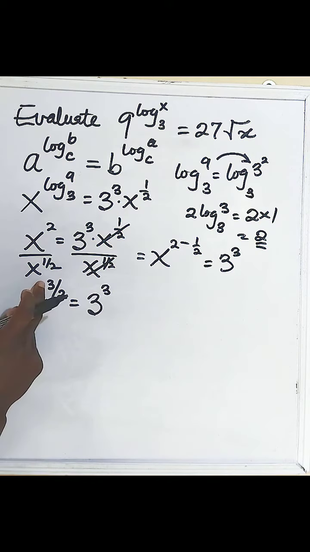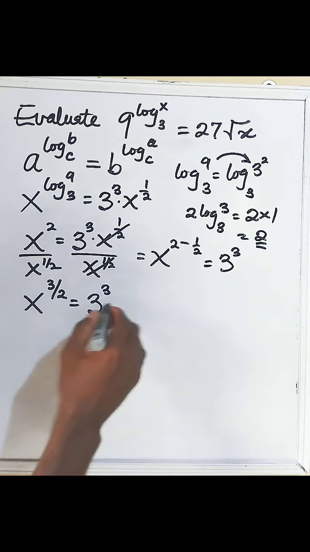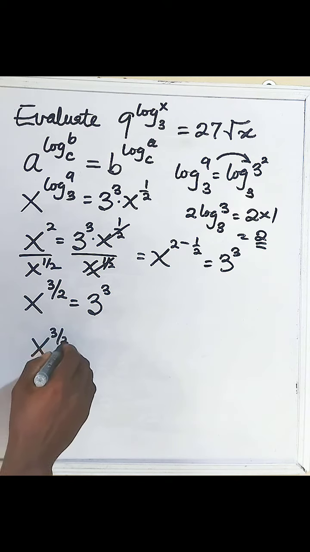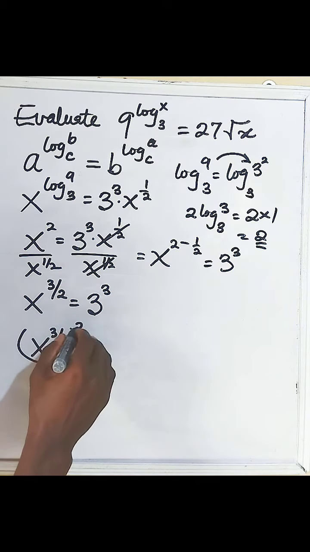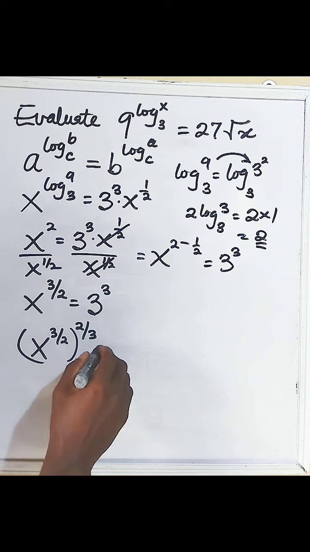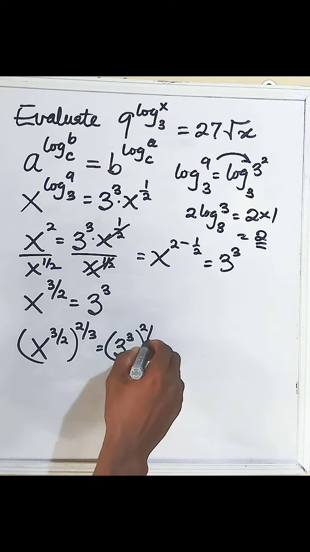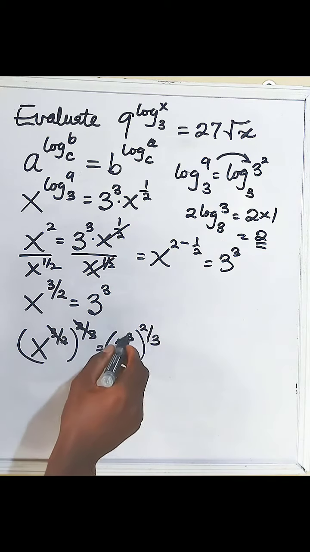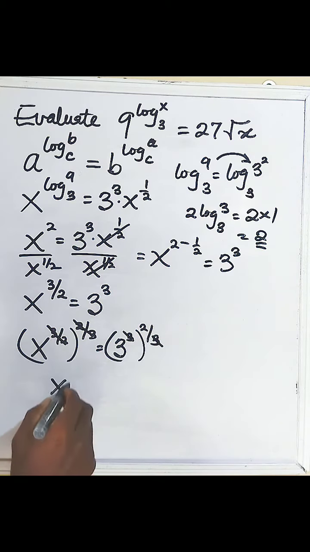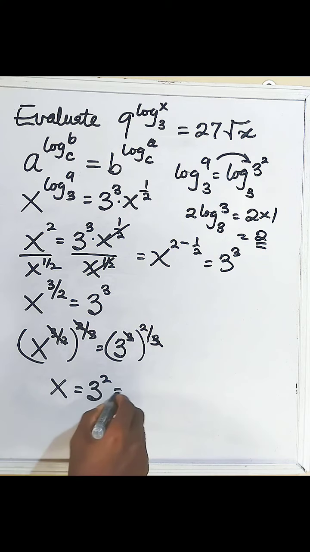Now for us to eliminate 3 over 2, we have to raise both sides by the reciprocal of this power, which is 2 over 3. So x raised to the power of 3 over 2, all raised to the power of 2 over 3, equals 3 raised to the power of 3, all raised to the power of 2 over 3. Now we eliminate this, and we eliminate this 3 here, then x will give us 3 raised to the power of 2, which is 9.